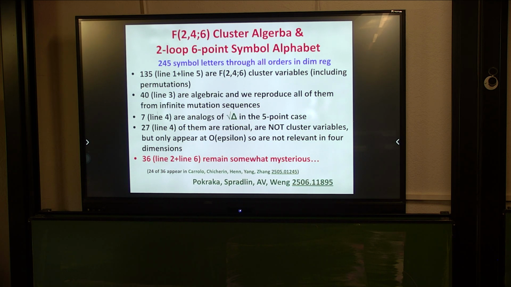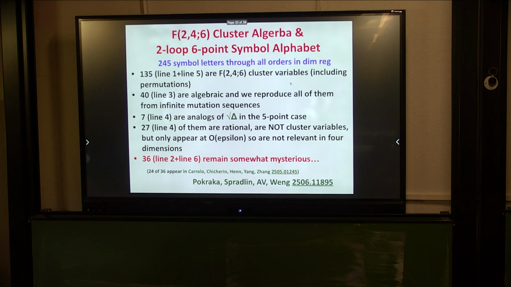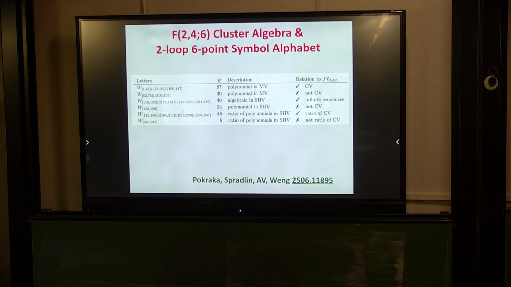And then there are 7 that are analogs of the square root of delta, which we don't expect to get, analogs of 5 points. Then you saw there are some that appear on line 4 that are rational but are not cluster variables. If we look at line 4 here, we don't worry too much about this, because these only appear at order epsilon, so they don't appear in 4 dimensions. But there are 36 on line 2.